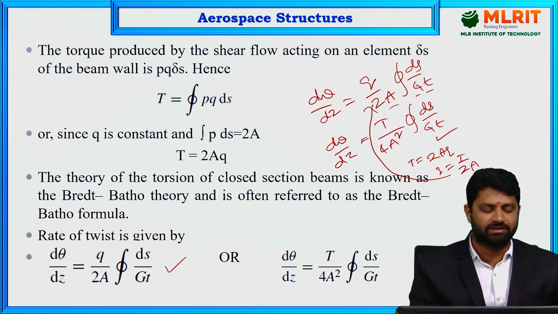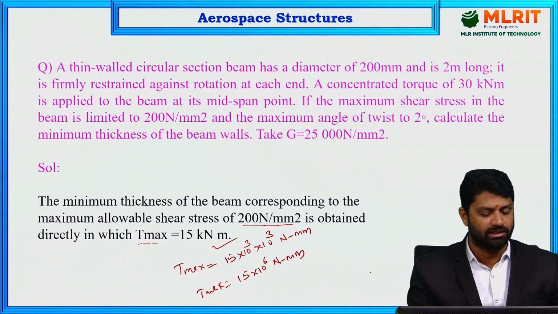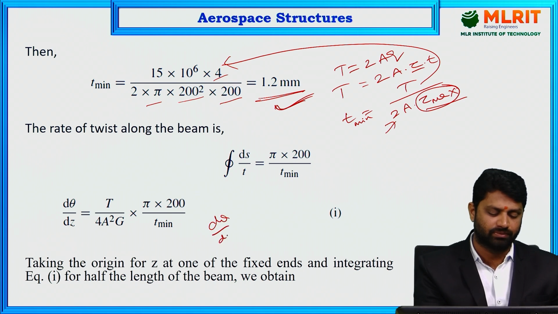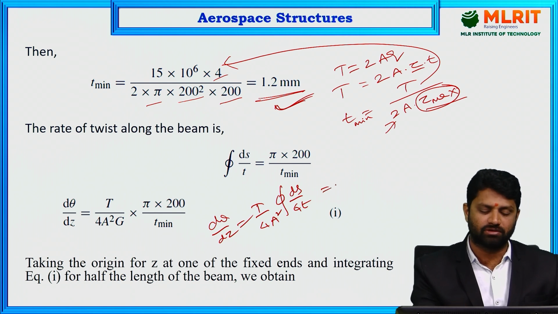So the rate of twist is given by q by 2A cyclic integral of ds by Gt, or d theta by dz equals T by 4A square cyclic integral of ds by Gt. Now the same formula here we are going to use. Since the modulus of rigidity is given as constant, you can write it as 4A square G, and then we are left with the cyclic integral of ds by t.